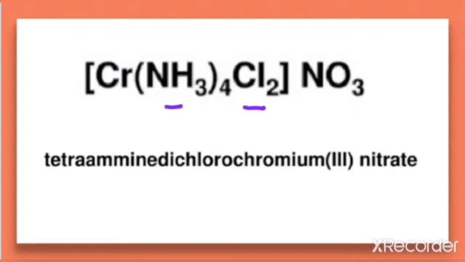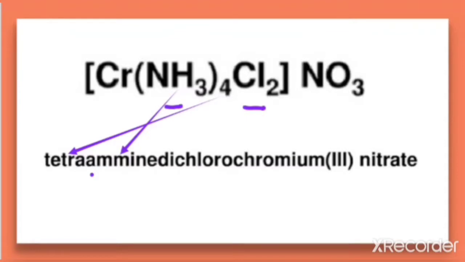So here Cl is chloro, NH3 is ammine. In alphabetical order, which comes first? A comes first, so we have to name the ammine first. If the ligands are more than one type, we name them in alphabetical order. Therefore first we name the NH3. What is the number of NH3? 4, so we'll use the word tetra, then the name of NH3, ammine.